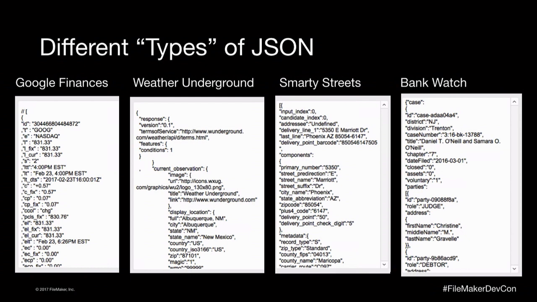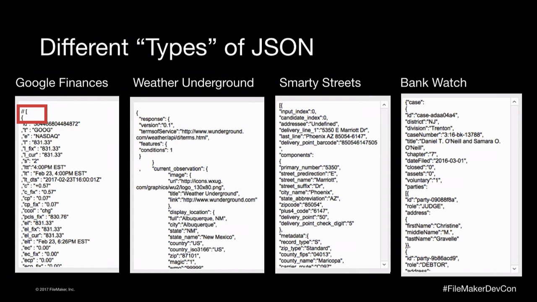Some JSON will be arrays to start with, and there's a reason for that, especially if you're using JavaScript to build, say, maps or charts. I think Jeremy Brown has a session later that will talk about web viewers in FileMaker, and it uses JSON, and they start with arrays, they're not objects. They just want arrays, which are the collection of data. But the Google Finances one has a double slash, which is a little different from the other ones as well. The Weather Underground and the Bank Watch both start as objects with the curly brackets, and then Smarty Streets, if you can see, has another array there, so they're slightly different.